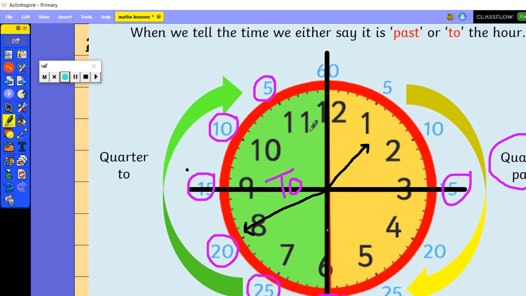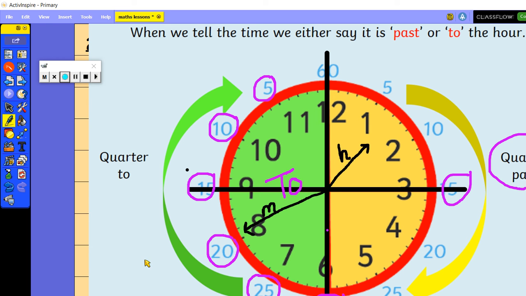Okay, so listen to that again. My minute hand is here. If I put a M there, we know that that is the minute hand and we know this is the hour hand. Okay, so my minute hand is pointing to 20 minutes to the next hour, which is 2, as my hand is nearly getting to number 2 there.